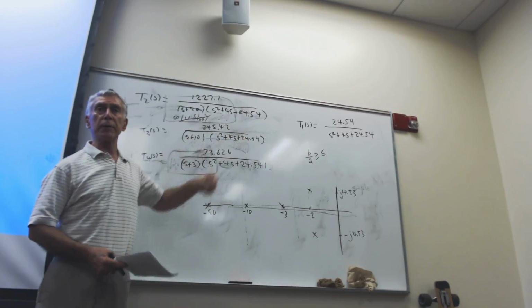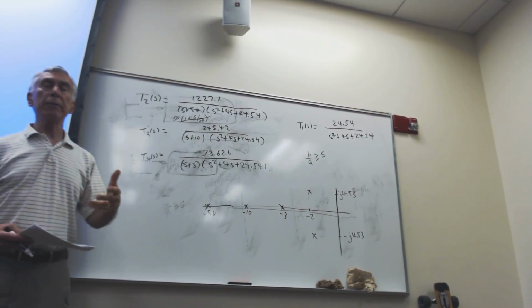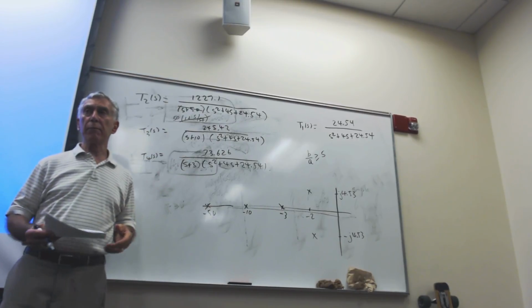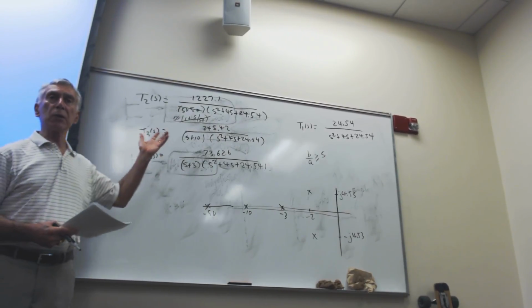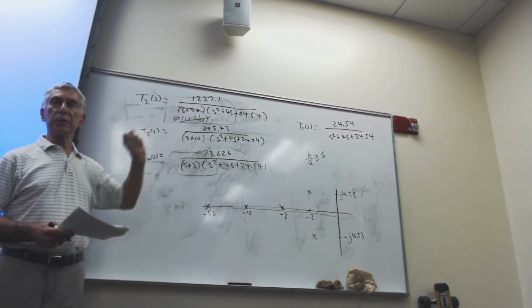So in each case, as a matter of fact, the DC gain is the same. It's 24.54. How is it that you were able to throw away that term? I'm just saying, just throw it away. That's the approximation. And then we'll take a look at the response of each of these, as well as that one there.